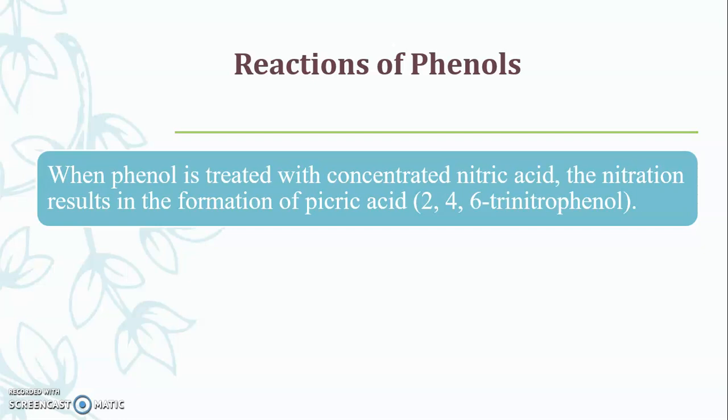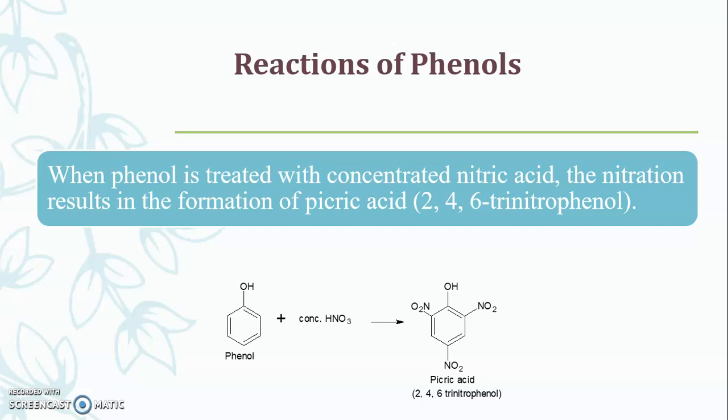Now suppose instead of using the dilute nitric acid, we use concentrated nitric acid. The nitration of the phenol with concentrated nitric acid leads to the formation of 2,4,6 trinitrophenol. Like 2,4,6 tribromophenol, here also if we use concentrated nitric acid instead of dilute nitric acid, we will get 2,4,6 trinitrophenol, which is commonly known as picric acid. This is a very important compound which is used in various diagnostic tests.